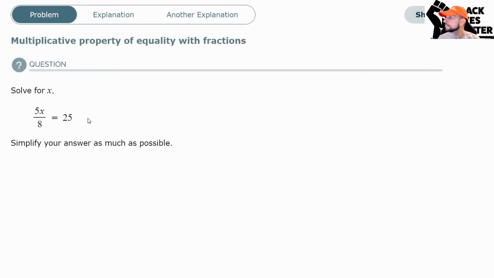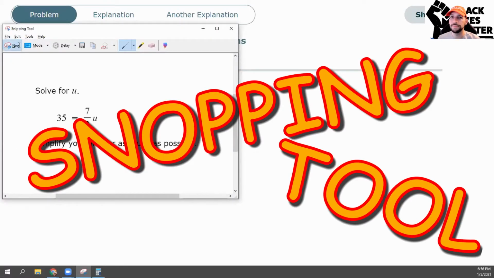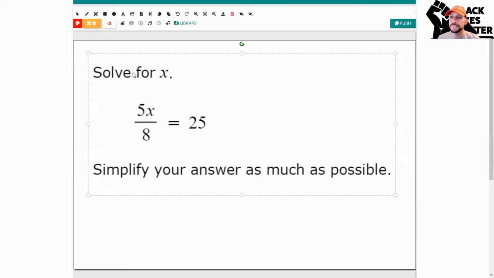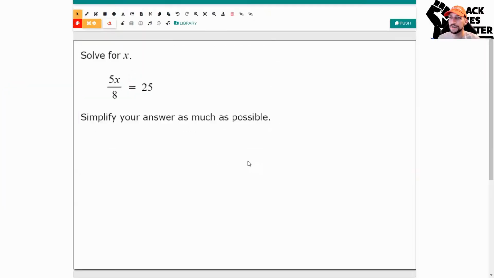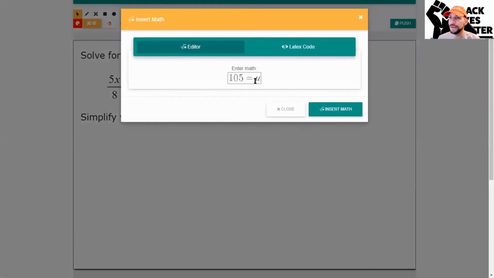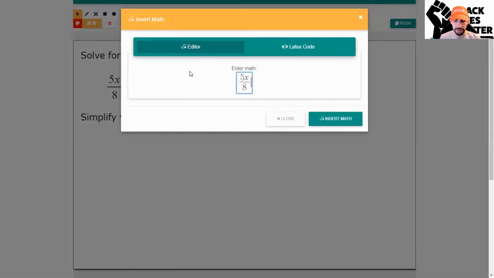Solve for x. Come here, snipping tool. I'm going to snip this. Got to find that x though. There it is. I see it. It's next to the 5. Yeah, but we got to find its value and we got to simplify. 5x over 8 equals 25.